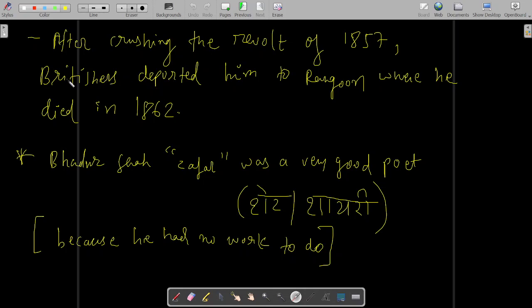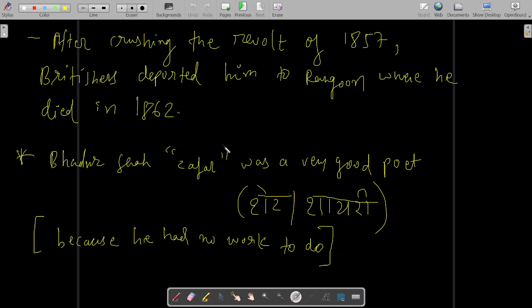If he had died in India, it could have united the country once again. If Bahadur Shah Zafar had died in India, then the people would have united once again, saying that it is because of the Britishers that our king has died, so let us kill the Britishers. Once again the country might have united in a revolt like 1857. But the Britishers did not want this. So they sent Bahadur Shah Zafar to Rangoon, where he died in 1862.